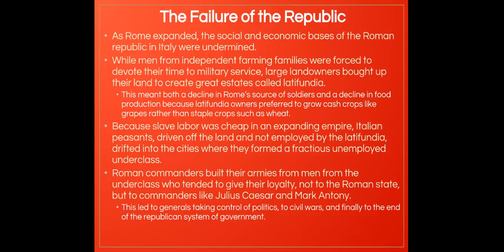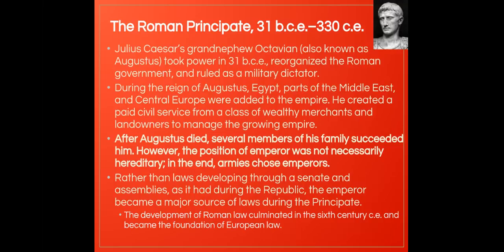Julius Caesar used a private army to conquer Gaul, and Caesar would be followed by his great nephew and his heir Octavian, but history remembers him as the name Augustus.